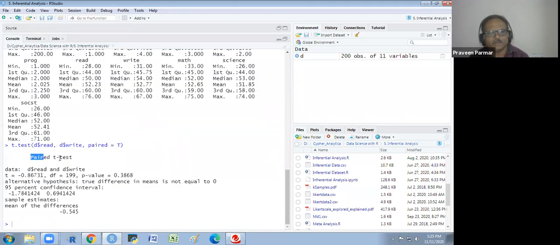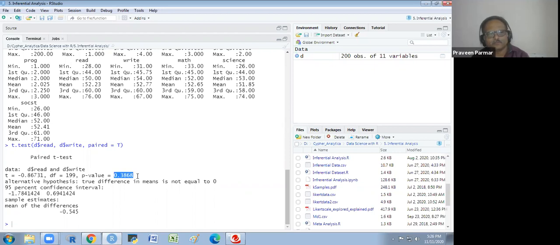It is the paired t-test, and the data is these two variables we have taken. There is the t value, the degrees of freedom n minus 1, and the p value is 0.3868, which is greater than 0.05. So our null hypothesis has been accepted. It means there is no significant difference between reading and writing of the students. The students whose writing is good, reading is also good. It shows that most of the students have the same thing.